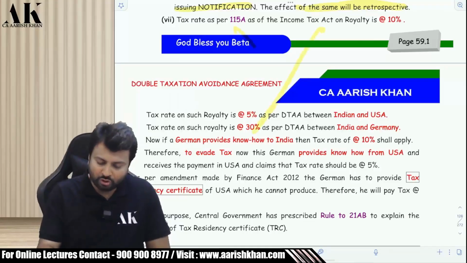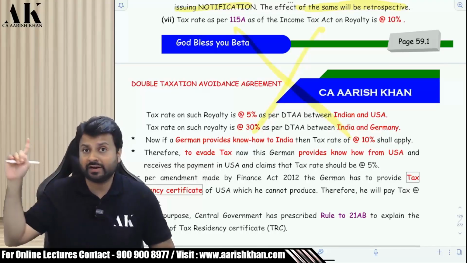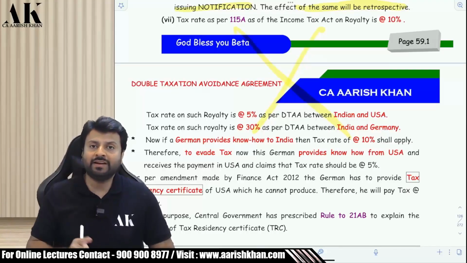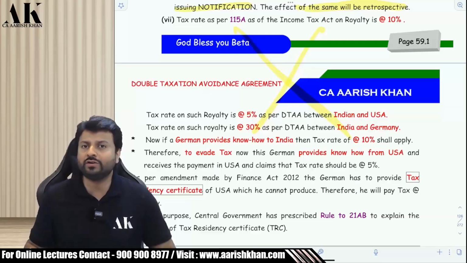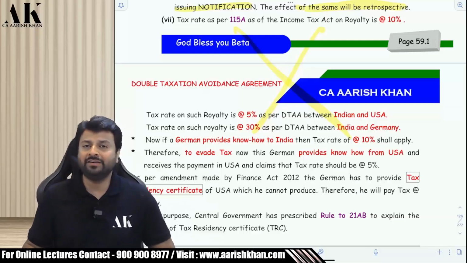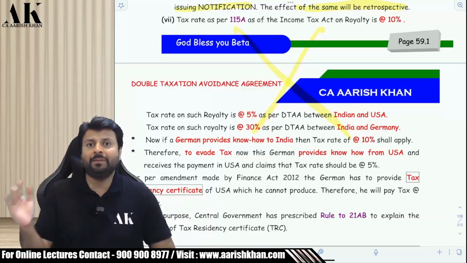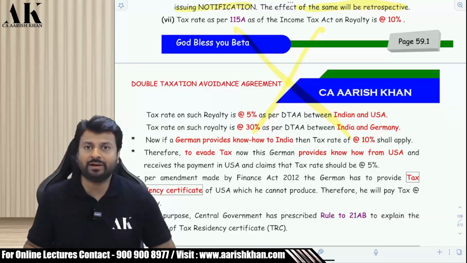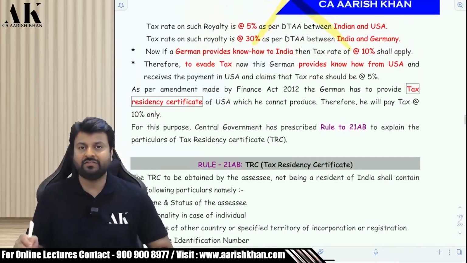The answer is no. In that case, the Indian Tax Authority will ask for a tax residency certificate from that German. That German will not be able to present the tax residency certificate from the US Tax Authority. The US Tax Authority is not going to give him the tax residency certificate, and therefore he has to by default apply the provisions of the India-Germany DTAA. He cannot apply the provisions of the India-US DTAA just because he is going to the US and providing services over there. That is not allowed. So this is what the concept of the tax residency certificate is all about.